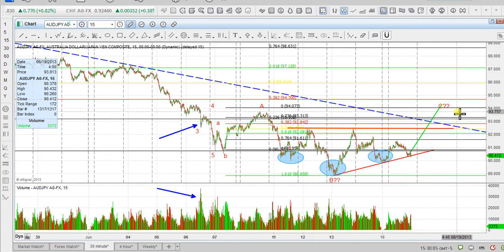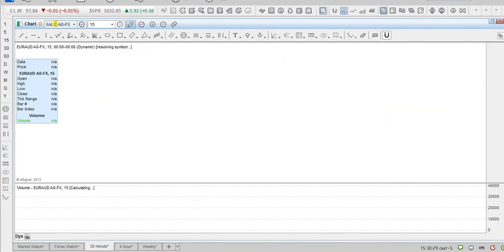So towards 95.1, which is that 38% fib line, and then the 50% fib line, which would be 95.91, so towards 96. So definitely expecting this pair to take off, and it's definitely given us a good area to get long at this time. Now shifting gears over to the Euro Aussie.